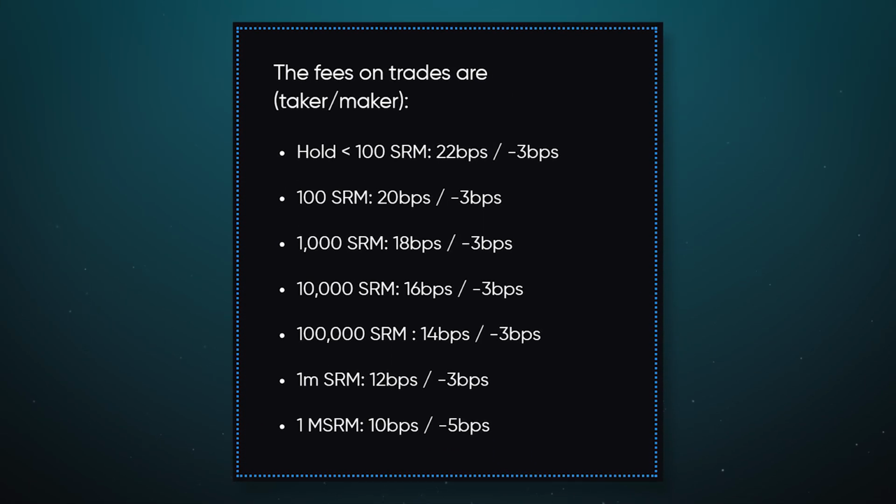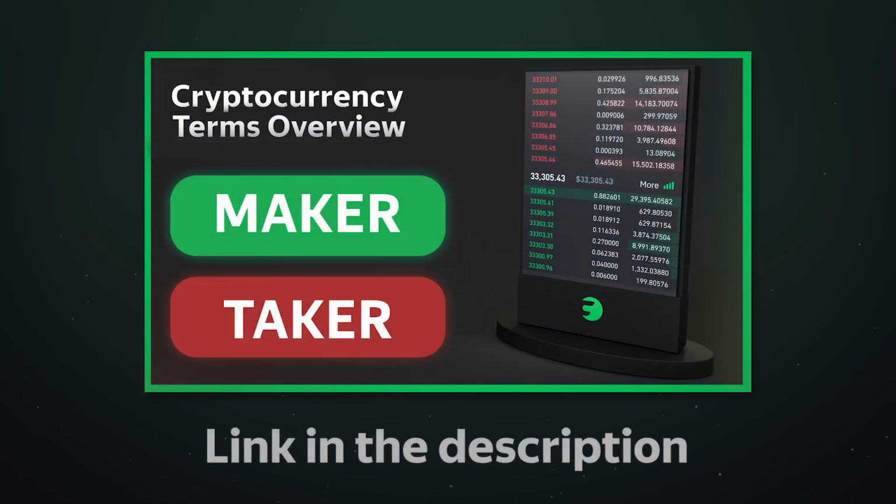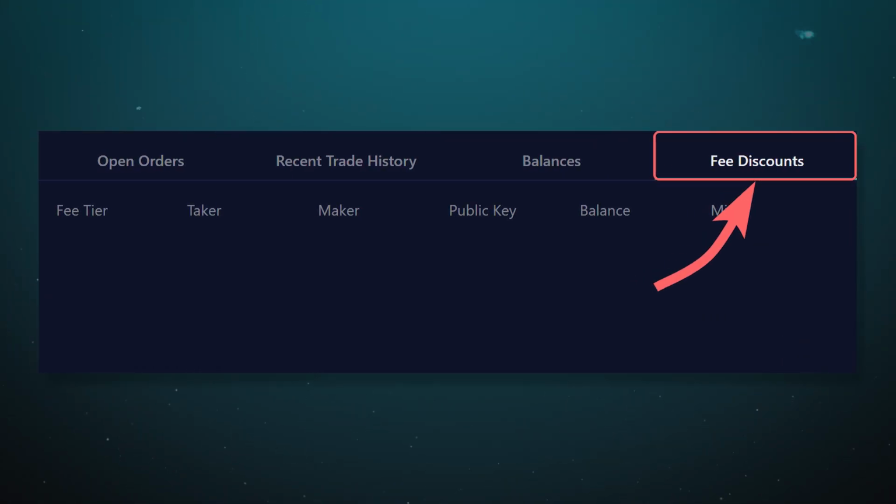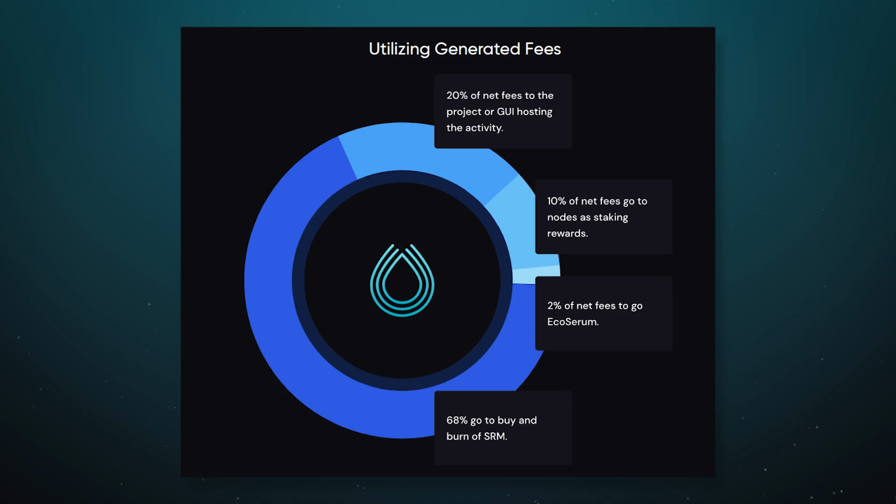Fees for trading on the Serum protocol differ depending on the number of owned SRM tokens. For takers, they decrease from 0.22% to 0.1%. The fee for makers is constant and equal to minus 0.03%, that is, the protocol pays extra to makers for providing liquidity. You can find out who takers and makers are from our video, the link to which will be in the description. You can check your fee level and current commissions on the Radium DEX platform in the Fee Discount tab. Received fees are mainly used to buy SRM tokens from the market and their subsequent burning, which increases the value of the token and the stability of the protocol.